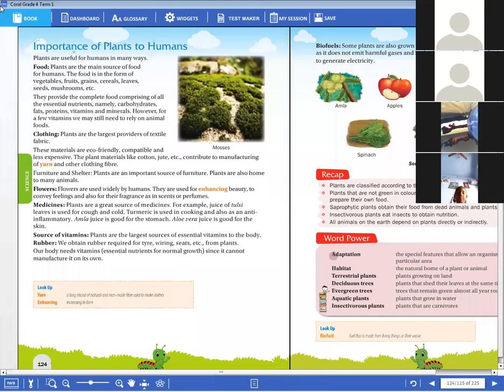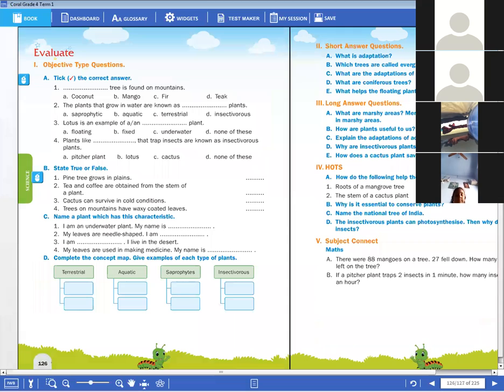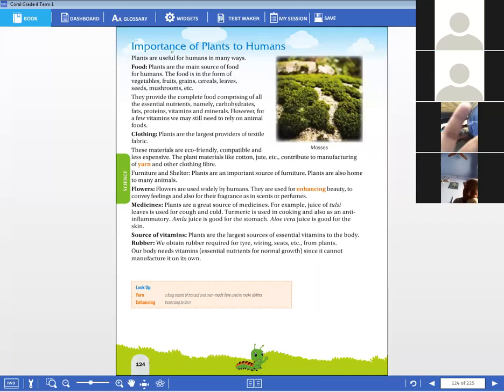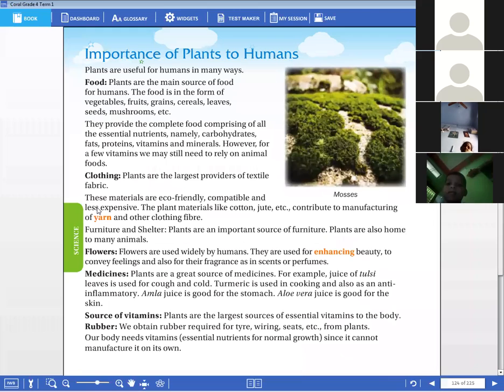Let us discuss, children. Let us discuss about them. Okay, see the first one. The main use is about food. Plants are the main source of food for humans. The food is in the form of vegetables, fruits, grains, cereals, leaves, seeds, mushrooms, etc. They provide the complete food comprising all these essential nutrients, namely carbohydrate, fat, protein, vitamins, and minerals.